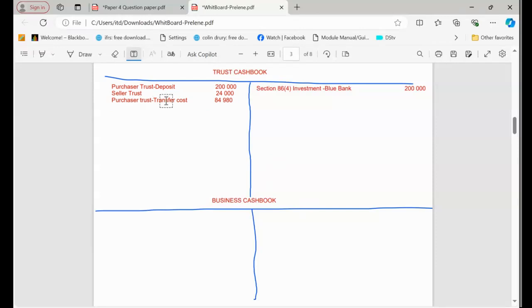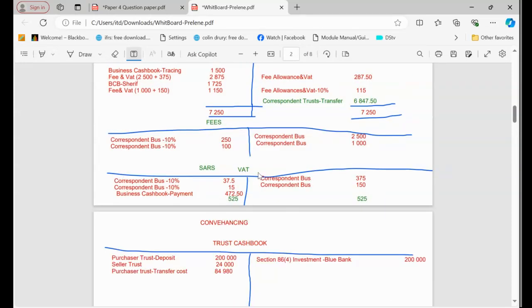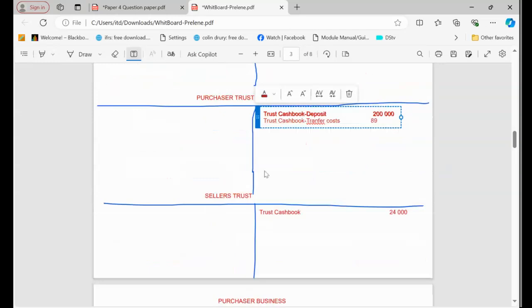And you must not forget to go to the trusts under the credit side. And you just say trusts. 84980. Thank you so much for that.